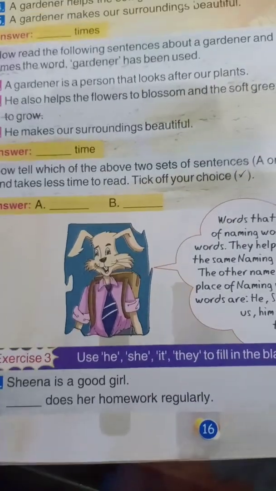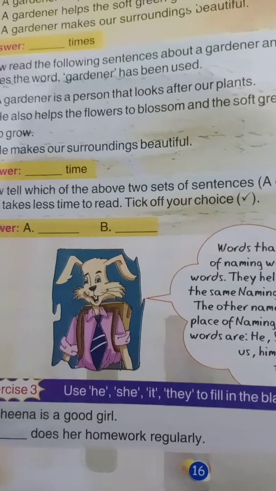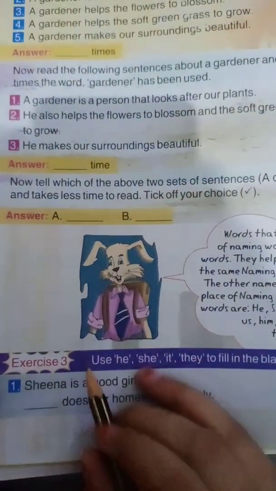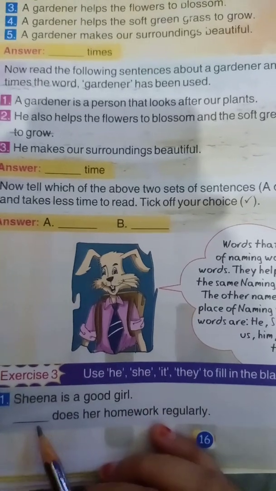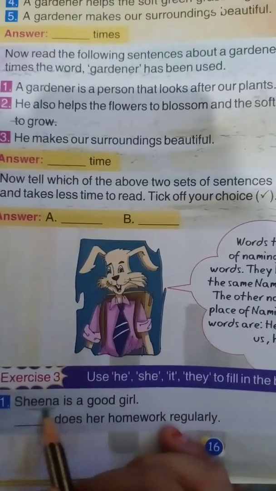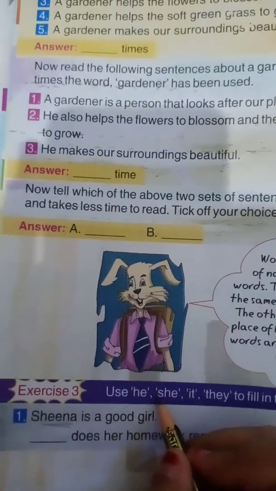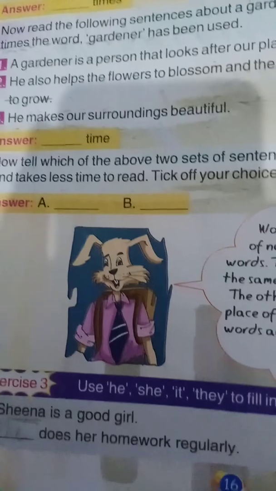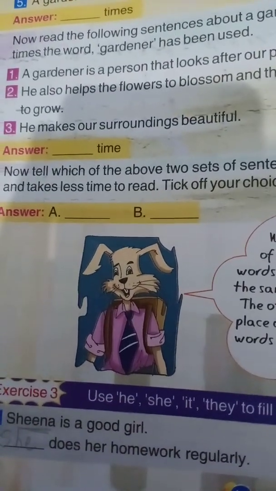The exercise is, you have to just choose the correct pronoun and write it. Sheena is a good girl. She does her work regularly. So Sheena is female, a girl, so we will write she. S-H-E. She does her homework regularly.